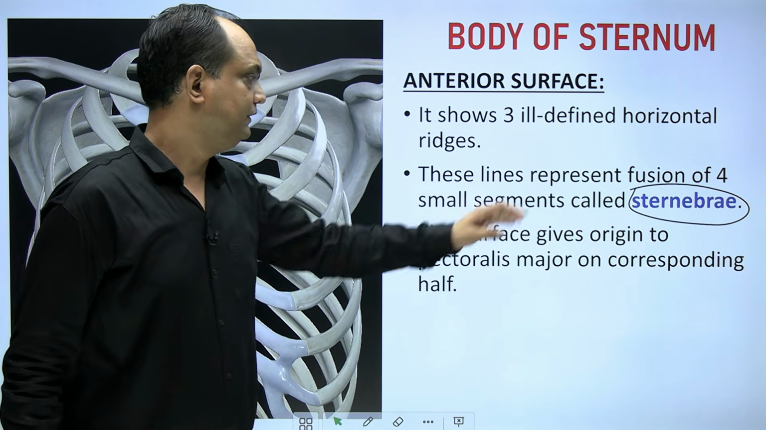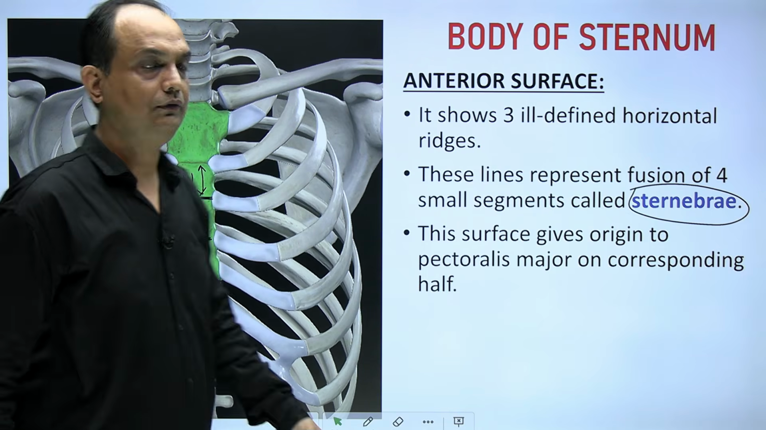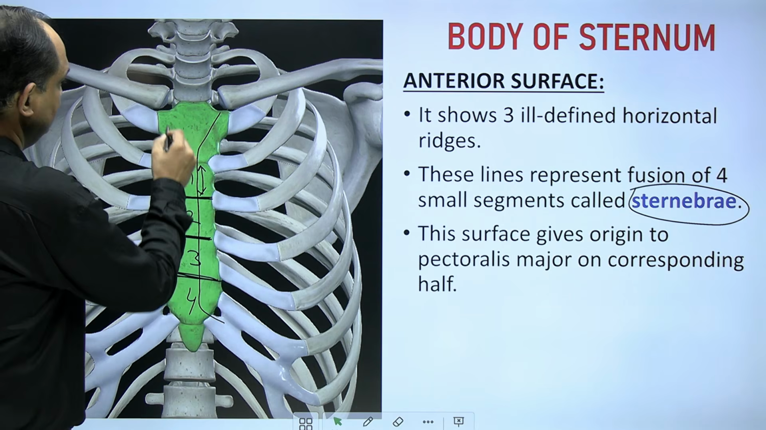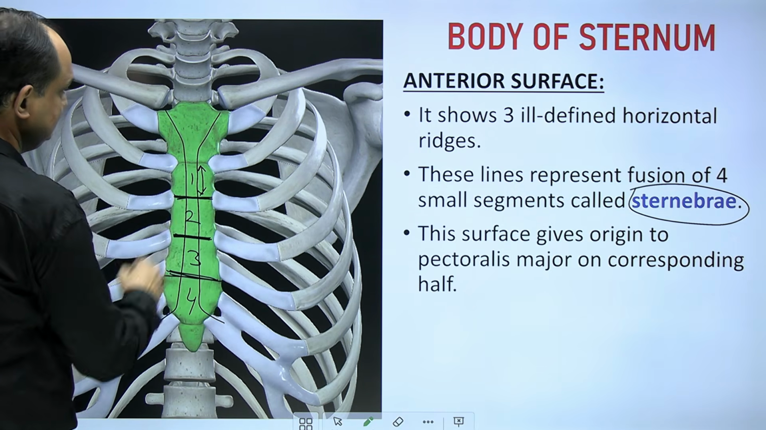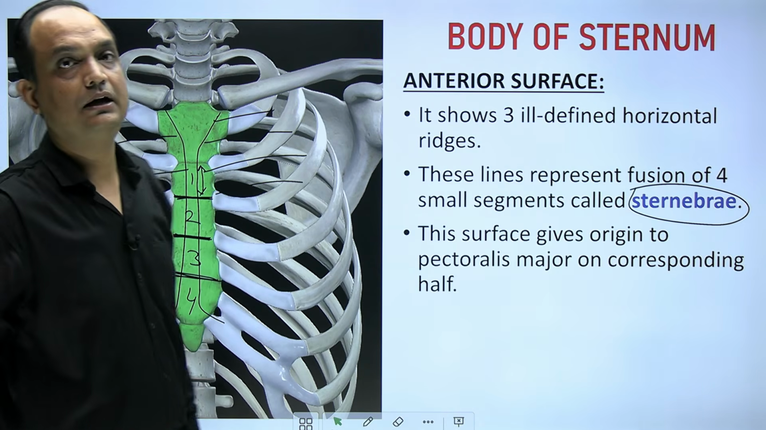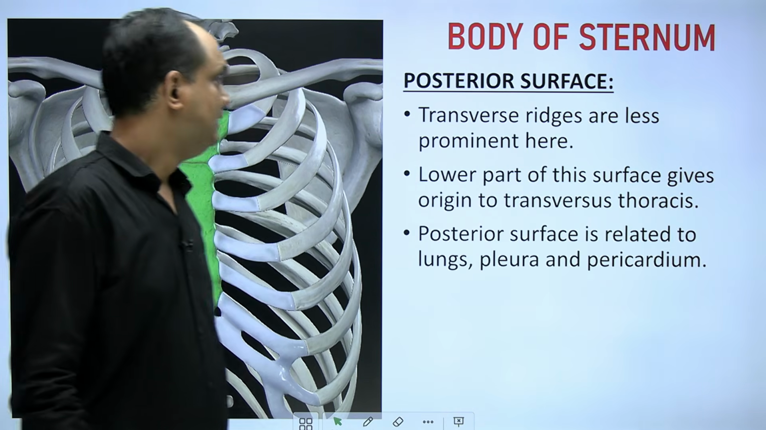Now this surface gives origin to the pectoralis major. We know that pectoralis major arises like this, on one side and here on the second side. So this is the right side pectoralis major, and on the other side you have the opposite pectoralis major.